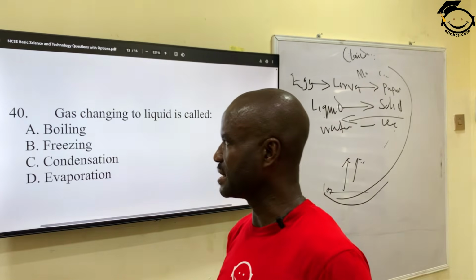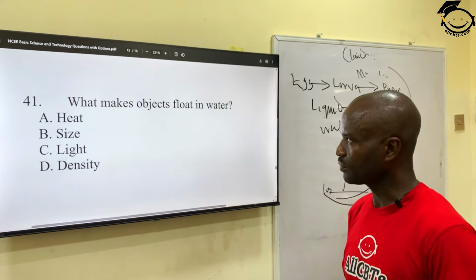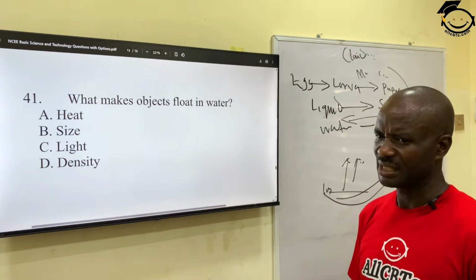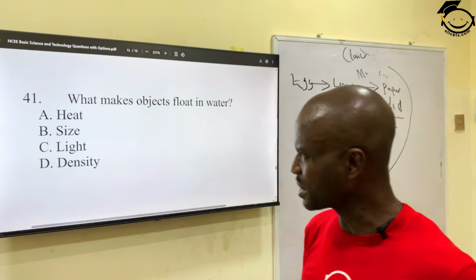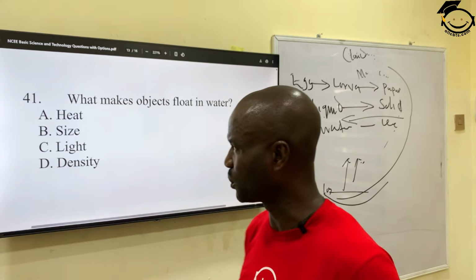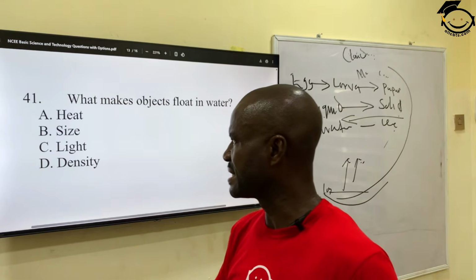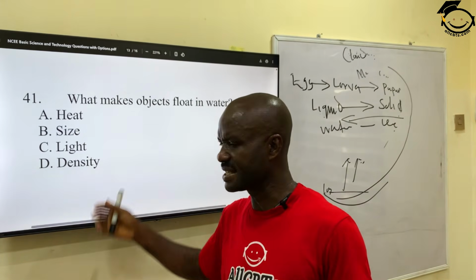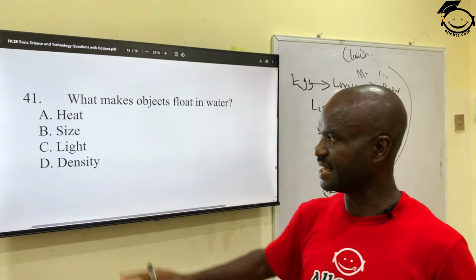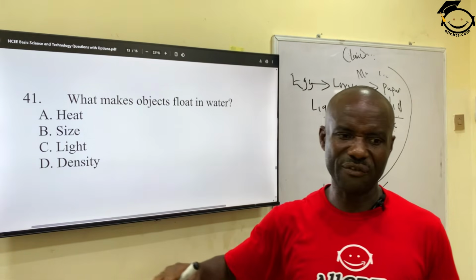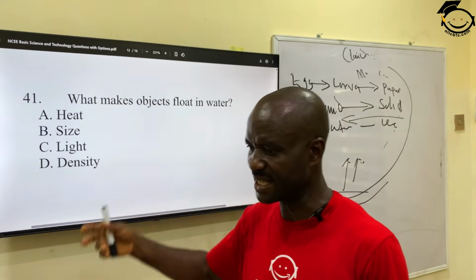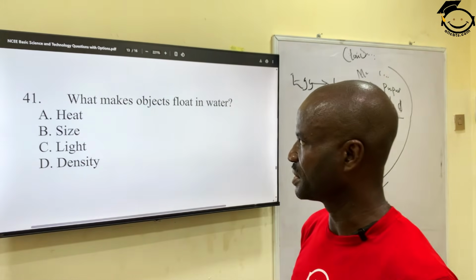Next question is 41. What makes objects float in water? What is the reason for the object to float in water? Heat, size, light, D, density. The correct answer is the density. The density of an object determines the rate at which it floats in water. The density, which is the weight of an object.